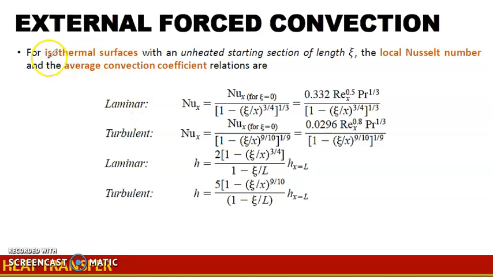For isothermal surfaces with an unheated starting length, the local Nusselt number and the average friction coefficient will be as follows. Isothermal surfaces means the surface is at constant temperature. So these are the equations that we can use for laminar and turbulent flow. We can also use these equations in finding the value of h.